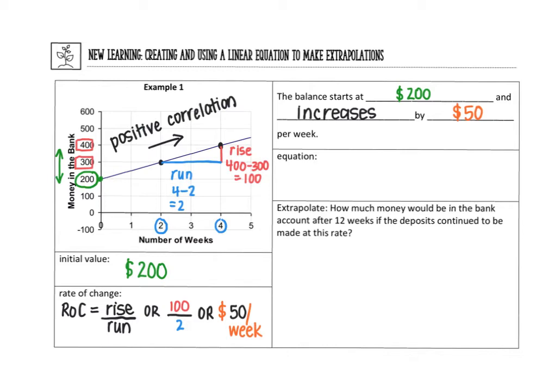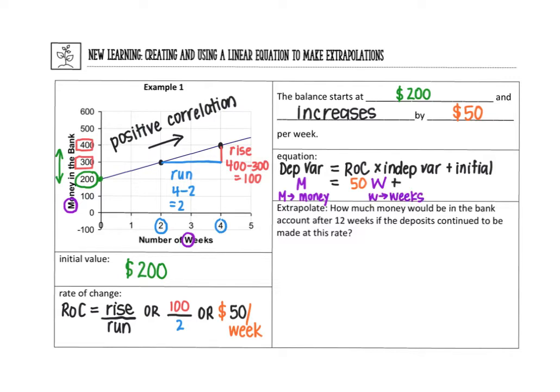Remember that an equation is always in the form dependent variable equals rate of change times independent variable plus the initial value. In this case, our dependent variable, or the variable that's going up and down on the graph, can be M for money. For our rate of change, we have 50, and our independent variable will be what is going horizontally on the graph, weeks in this case. Perhaps we can use a W. To that, we will add the initial value of $200. And now we have our equation. M = 50W + 200.